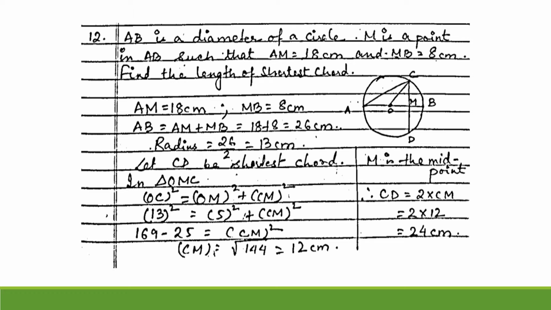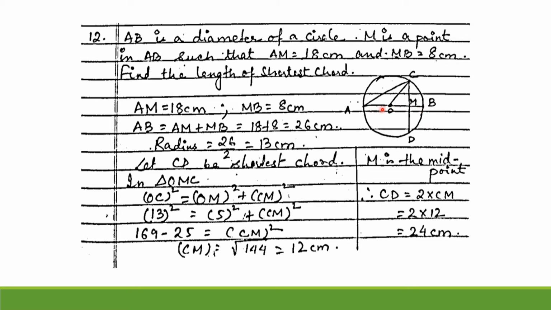AB is a diameter of a circle. M is a point in AB such that AM is equal to 18 centimeter and MB is equal to 8 centimeter. We need to find out the length of the shortest chord. Now we have AM here, which is given to us 18, and MB is equal to 8 centimeter.